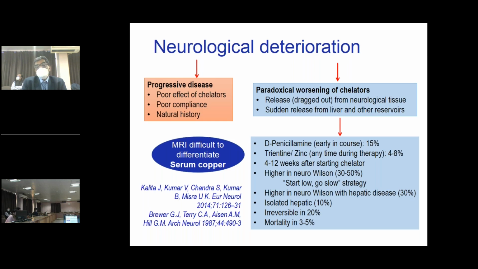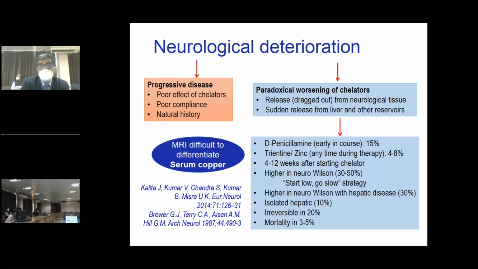It is very difficult to differentiate the two based on MRI. The only supportive evidence that we can have is by doing a serum copper level, which is increased in case of paradoxical worsening due to D-penicillamine. As we go through the literature, we find that about 15% cases of paradoxical worsening due to chelators, D-penicillamine is responsible, while trientine and zinc can cause up to 5 to 8% of the cases.